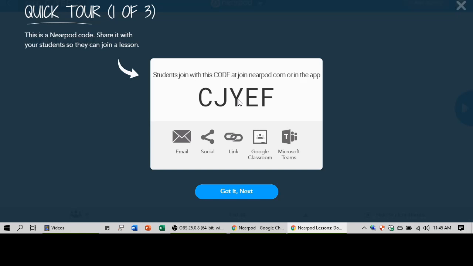Then it would say join session, then in the box you enter the code CGYEF. Okay, click the arrow. Got it, and next. Click tour to get it, next. Use the arrows to move to the next slide.